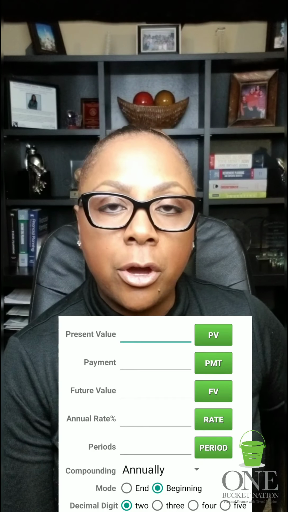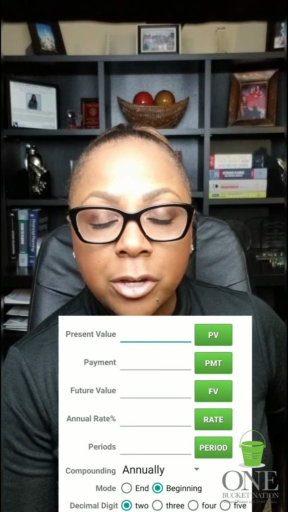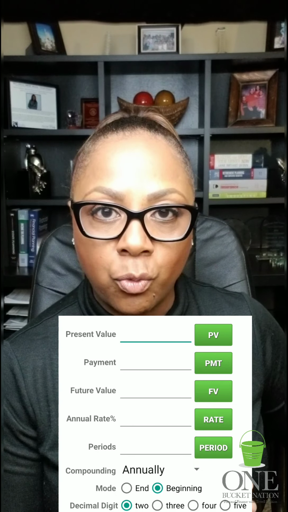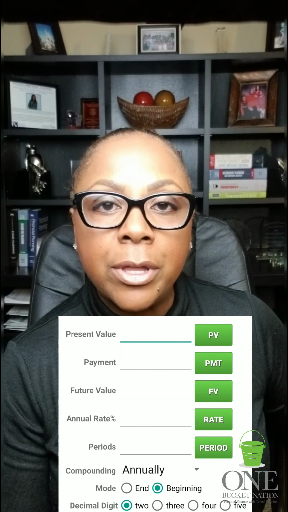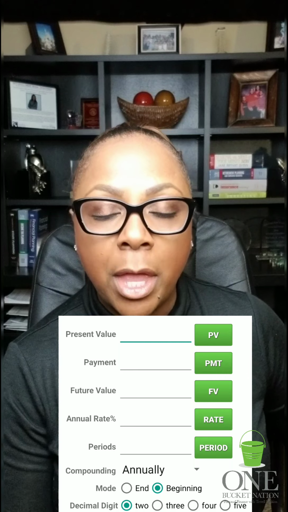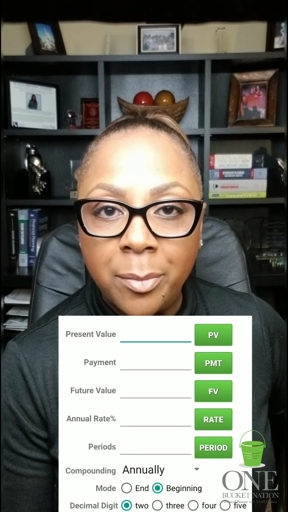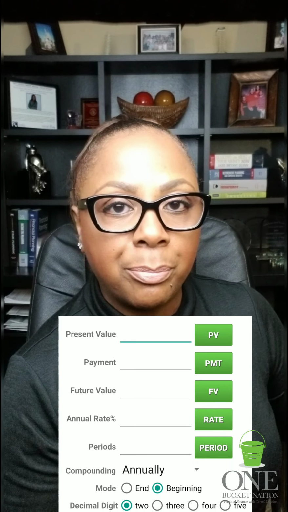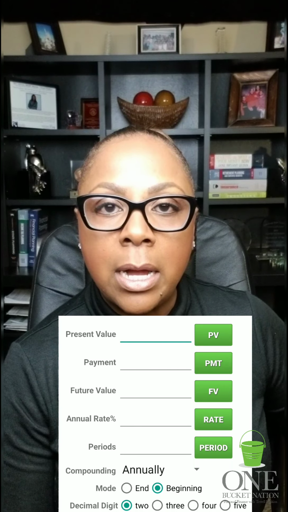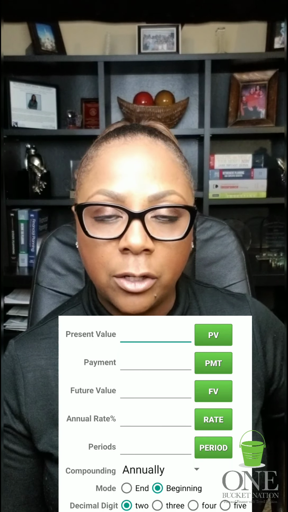So the first area on your calculator is PV, or the present value. Present value just means what do you have on hand right now. The second area is your PMT, or payment amount. And that can mean a couple of things. You may want to solve for what kind of payment you need to reach $1 million, which is what we're going to be playing with today. Or what you need to put away to reach your $1 million.